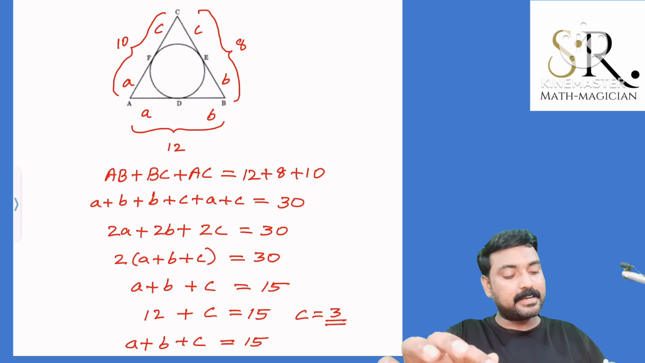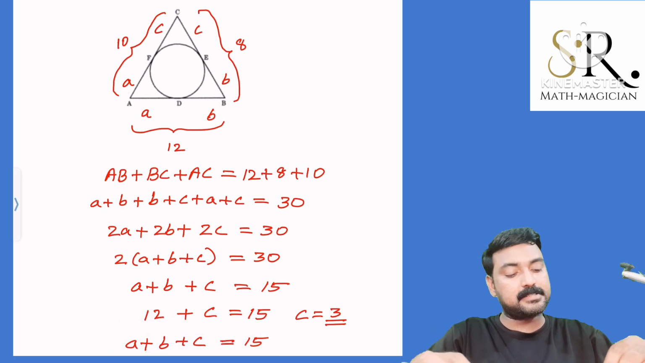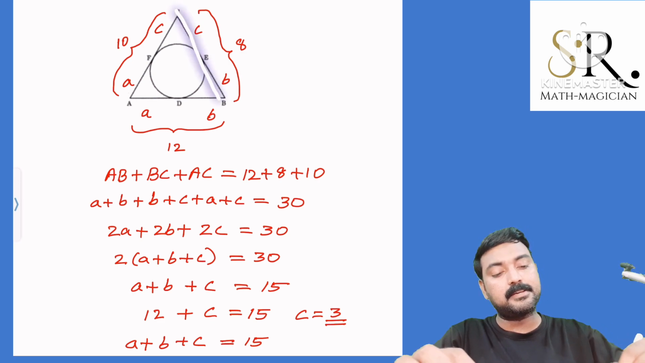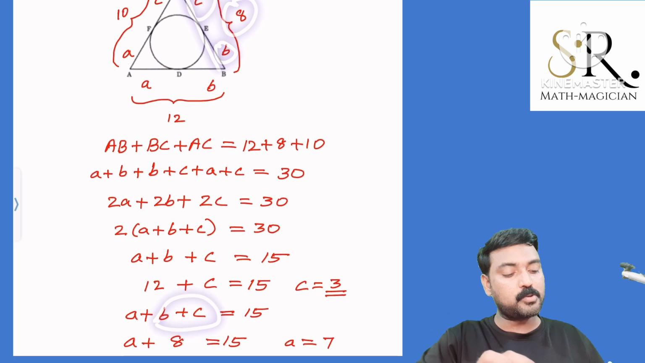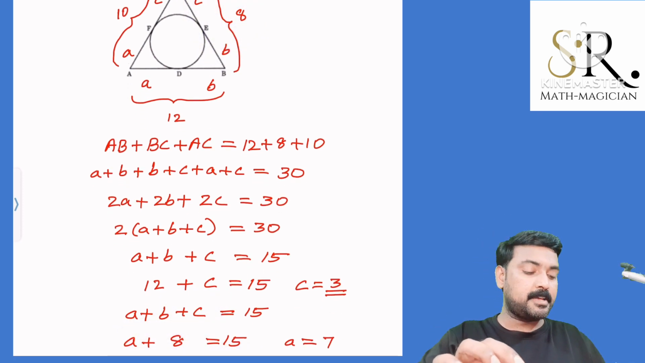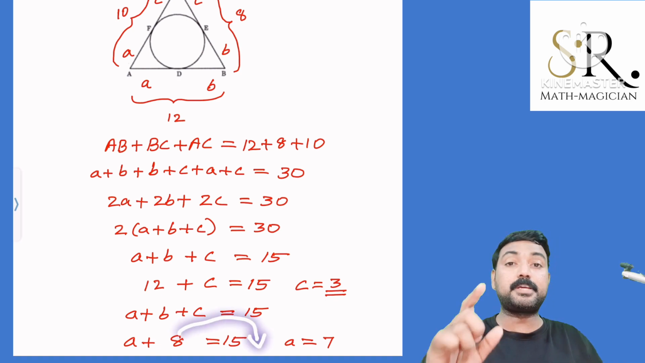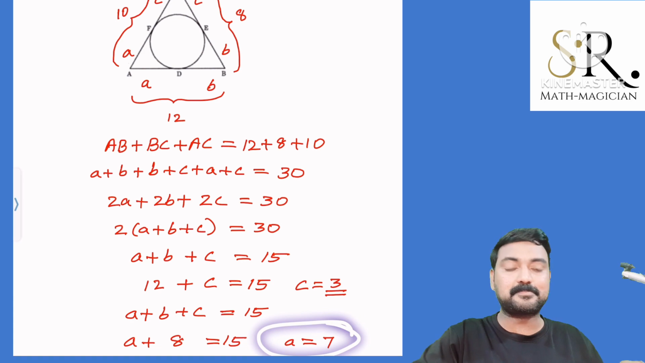Now, once again we can write a plus b plus c is equal to 15. Now we can find the next side, b plus c. What is b plus c? That is given as 8. So instead of b plus c, we can put 8. So a plus 8 is equal to 15. Tell me, this 8 transposed to the right side: 15 minus 8, 7. So we got a is equal to 7.